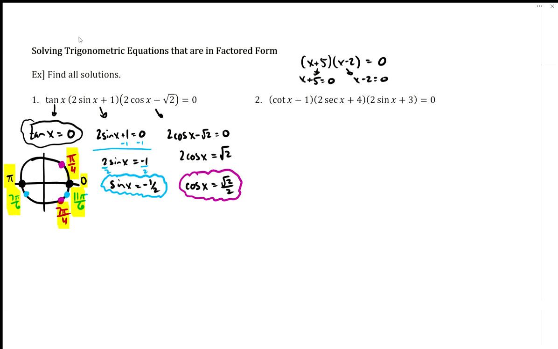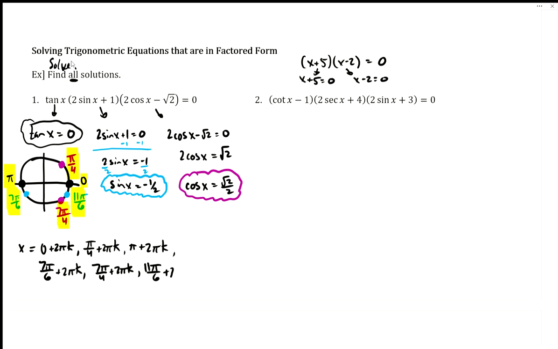It did say find all solutions though, or they could have just said solve. It's the same thing, solve. I'm just going to put them in the order around the unit circle and add 2 pi k to all of them. So we're going to have x is equal to 0 plus 2 pi k, which on this one they might just say is just 2 pi k, but I like to show the 0 still. And then pi over 4 plus 2 pi k, pi plus 2 pi k, 7 pi over 6 plus 2 pi k, 7 pi over 4 plus 2 pi k, and then 11 pi over 6 plus 2 pi k.